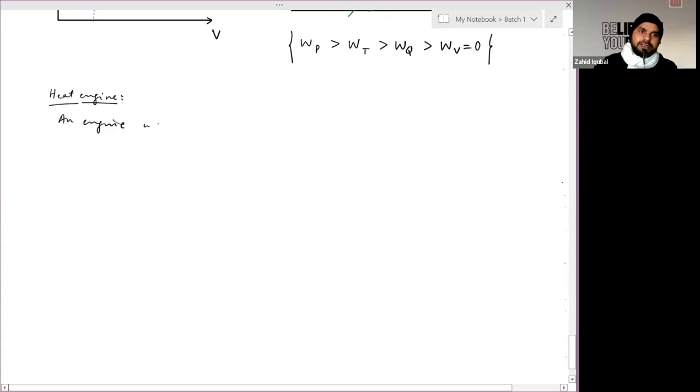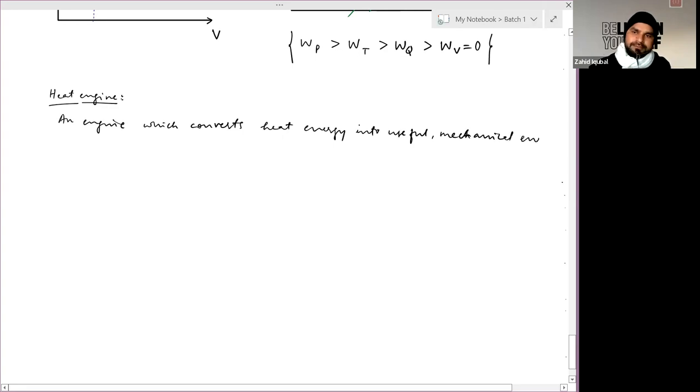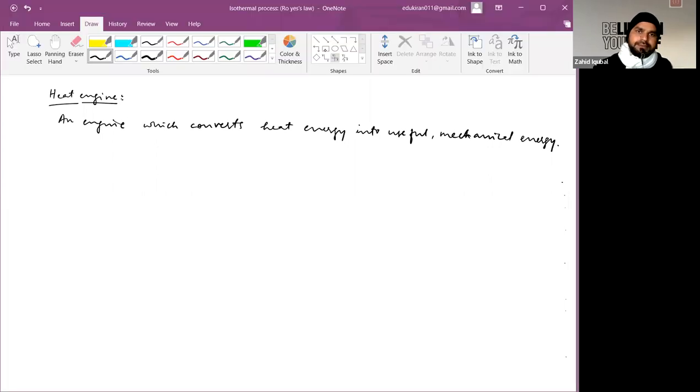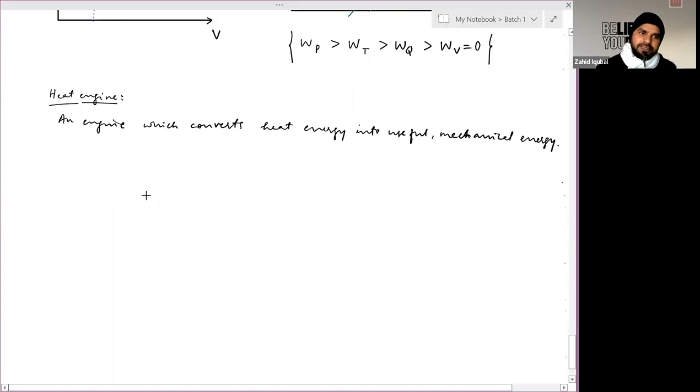So a heat engine is an engine which converts heat energy into useful mechanical energy. It's called a heat engine. So this heat engine consists of 3 different compartments.